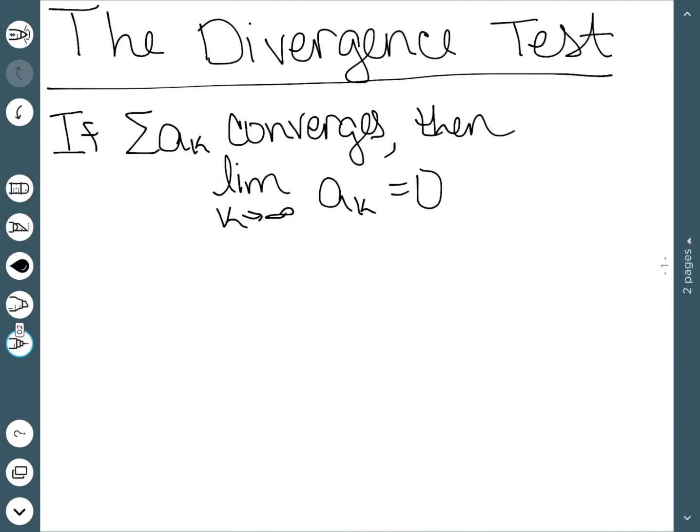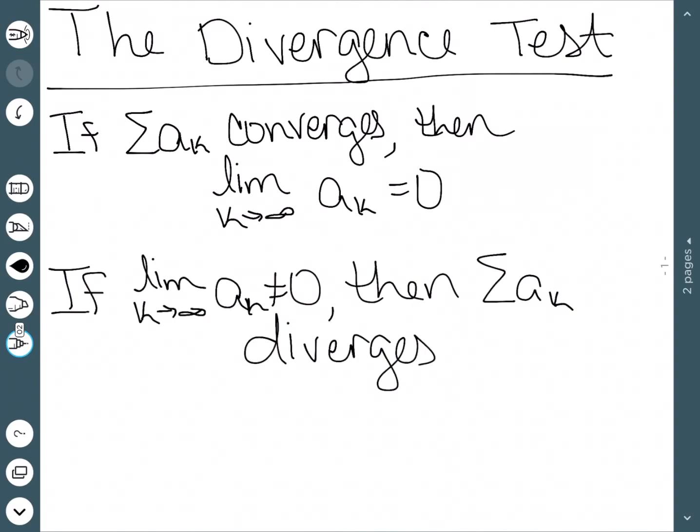What the divergence test says is that if a series converges, then the limit of that series is 0. So if the summation of a sub k converges, then the limit as k goes to infinity of a sub k equals 0. However, this is not the form that we use it in the most. The form we use it in the most states that if the limit as k goes to infinity of a sub k is not equal to 0, then my series diverges.